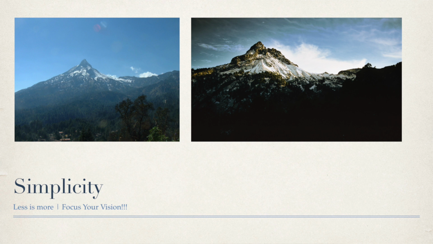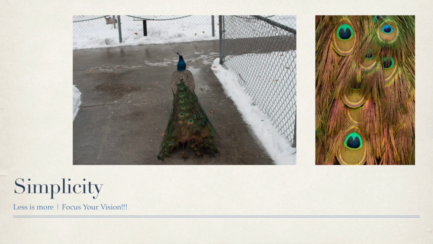Let's take a look at another example here. So with the image of the peacock on the left, really when I look at this, I don't know whether to look at the feathers, whether I should look at the bird or the sidewalk or the fence or the snow or what. But by isolating everything but those feathers, I create a very simple yet very powerful image.